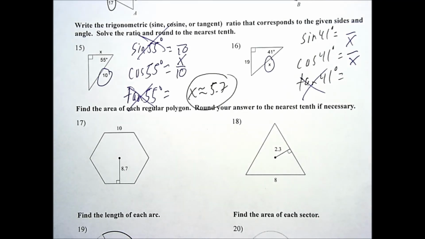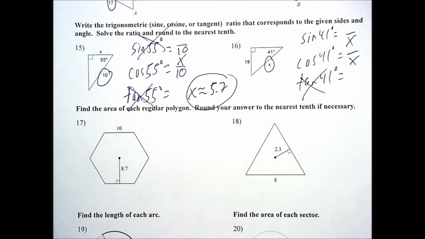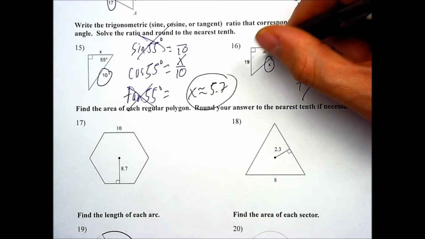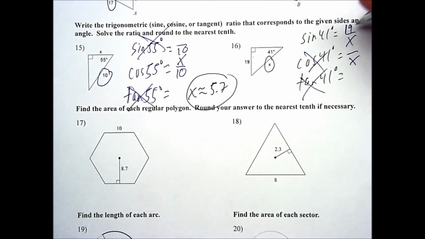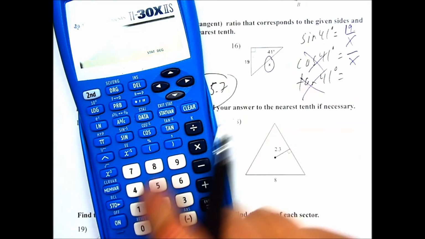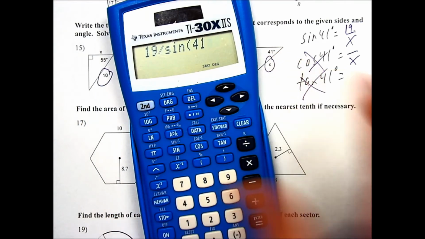And the question is, again, whether or not that 19 is adjacent or hypotenuse to the 41. Well, it's across from the 41, not connecting. So in this case, I'm using the sine ratio. Because x is in the denominator, I would actually divide this to solve for x. So x would actually be 19 divided by the sine of 41. Because x is in the denominator there.